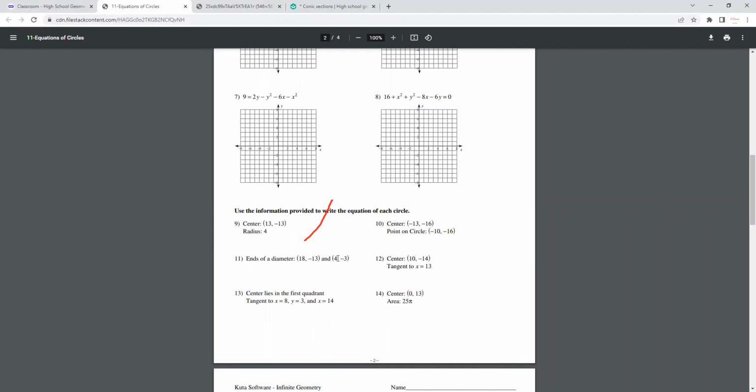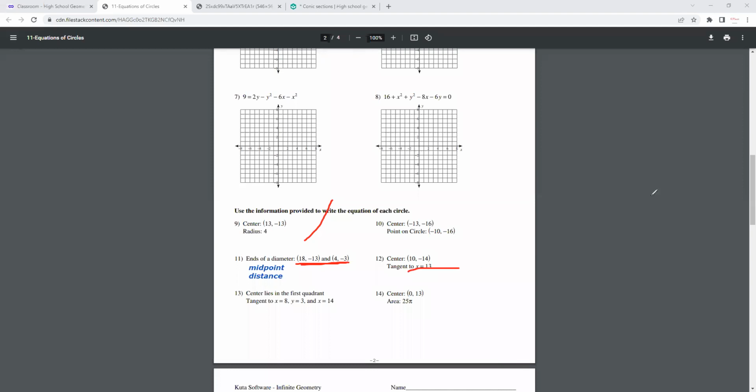For these, you're writing the equation of the circle. To find the center of the circle, you would find its midpoint, right? We use the midpoint formula. Then use the distance formula from the midpoint to find the radius.